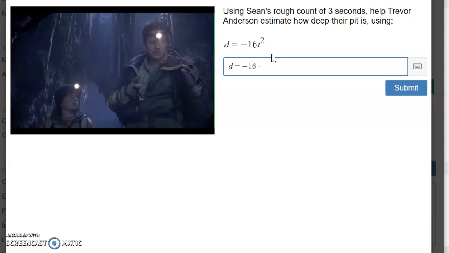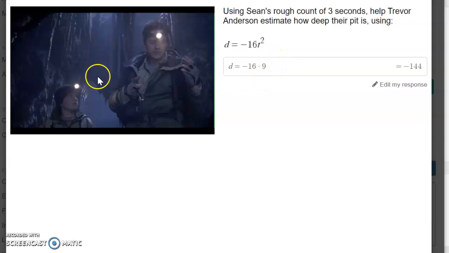So the distance is going to be equal to negative 16 multiplied by 3 squared, which is 9. And that's going to be negative 144. So we're expecting the depth of the pit to be about 144 feet.